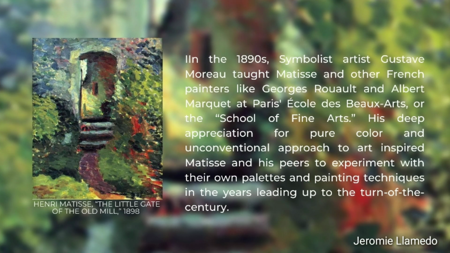In the 1890s, symbolist artist Gustave Moreau taught Matisse and other French painters like Georges Rouault and Albert Marquet at the École des Beaux-Arts, or the School of Fine Arts, in Paris. His deep appreciation for pure color and unconventional approach to art inspired Matisse and his peers to experiment with their own palettes and painting techniques in the years leading up to the turn of the century.